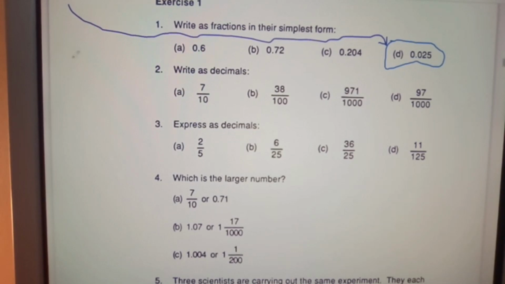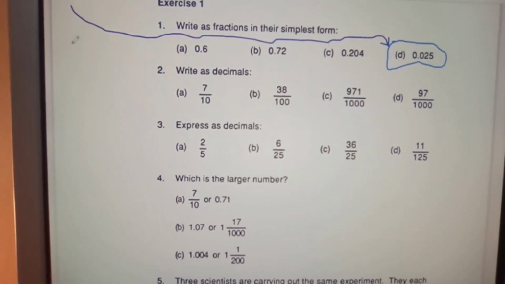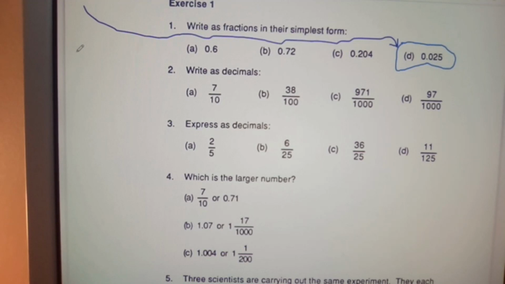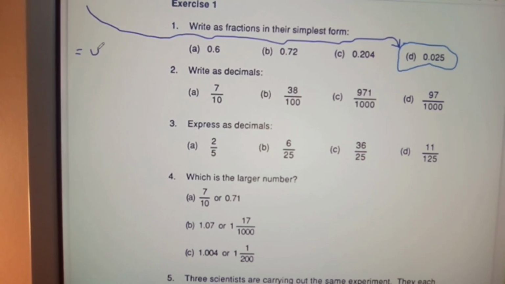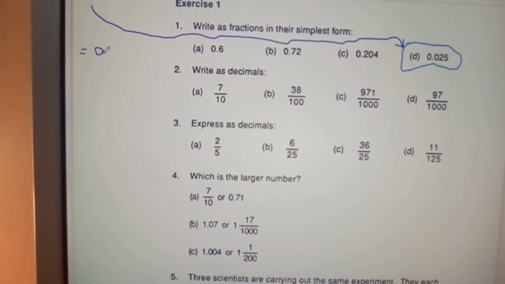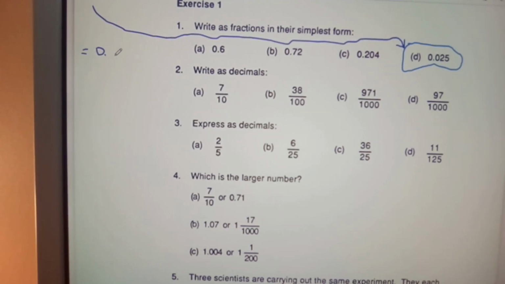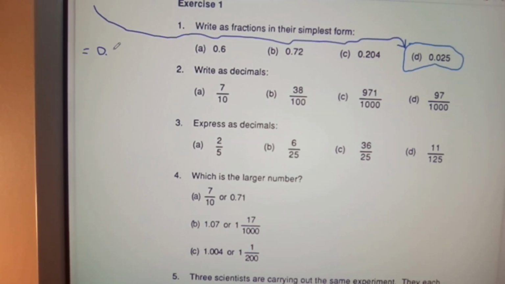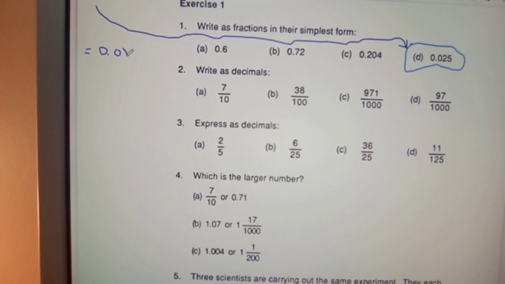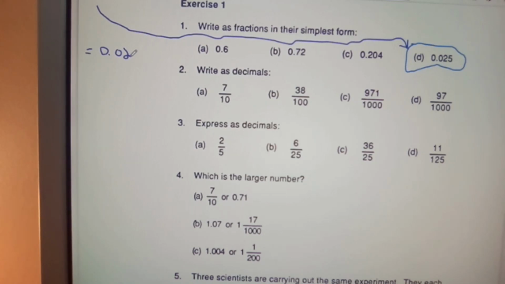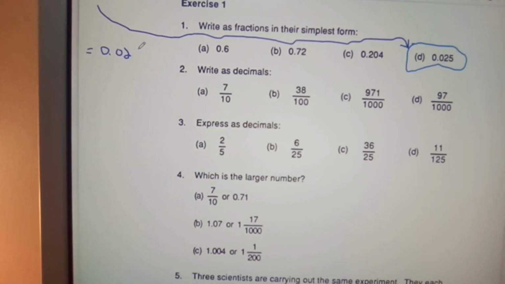Now again, we're going to convert to a fraction, and let me make sure I got this right now. Okay, so we're going to take this equals 0.025.